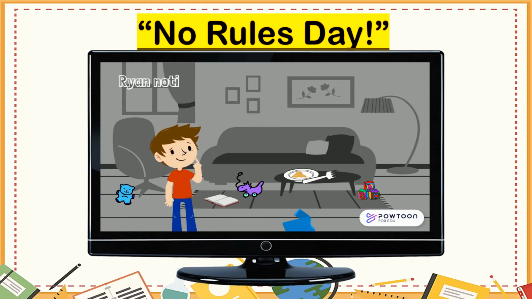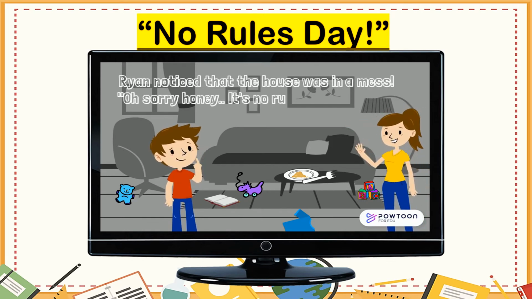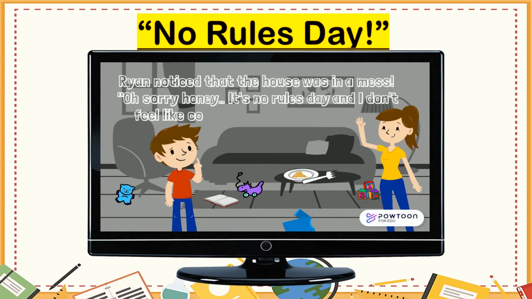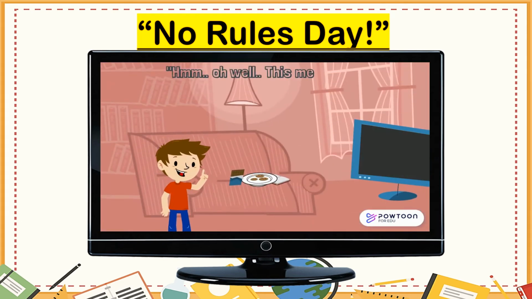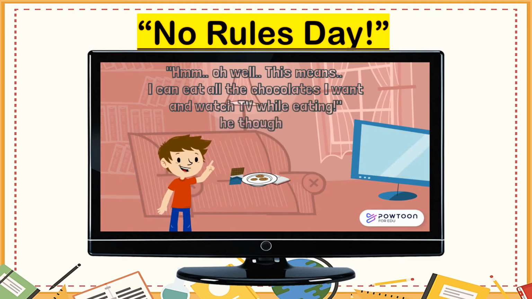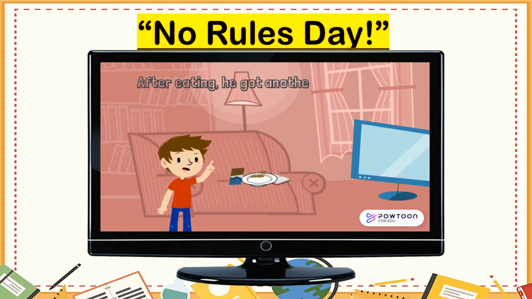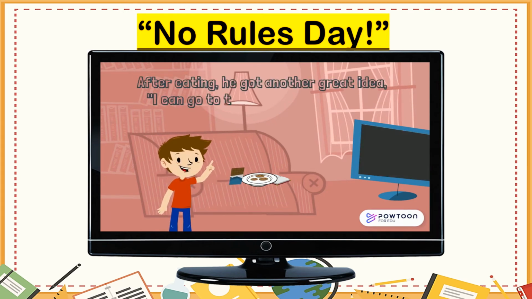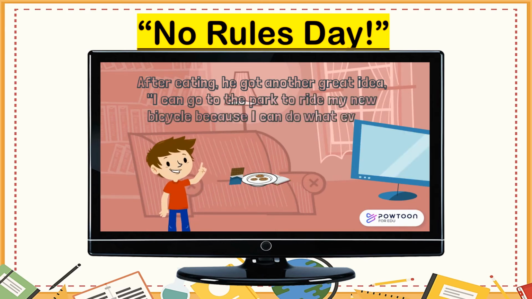Ryan noticed that the house was in a mess. Oh, sorry honey, it's no rules day and I don't feel like cooking or cleaning today, his mommy replied. Oh well, this means I can eat all the chocolates I want and watch TV while eating, he thought. After eating, he got another great idea. I can go to the park to ride my new bicycle because I can do whatever I want.